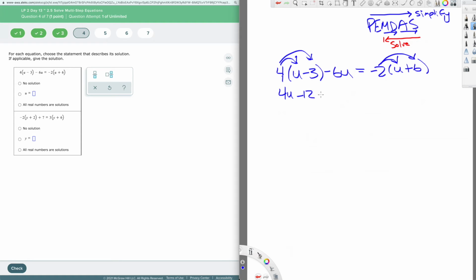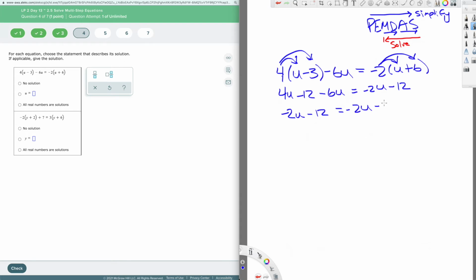That's not being multiplied by 4. That's not inside the parentheses. So again, be very careful about applying that correctly. Negative 2 times u is negative 2u. Negative 2 times 6 is negative 12. All right. So I want to keep moving here, and I want to combine some like terms. I have 4u and negative 6u. So 4 minus 6 is negative 2u. Minus 12 equals negative 2u minus 12.